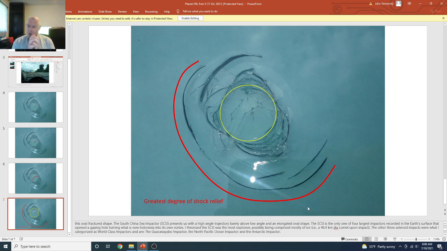The other 3 asteroid impacts were what I categorized as world-class impactors and are the Guacanayabo impactor, the North Pacific Ocean impactor, and the Antarctic impactor. I never did any analysis of the Antarctic impactor. Why? Because Antarctica is frozen, and the only ones that have any evidence of the impactor is NASA, who discovered the impact crater using instruments that measured gravity, right?